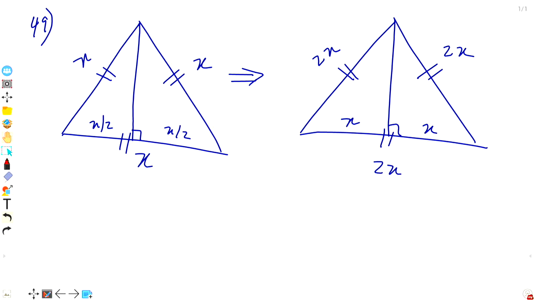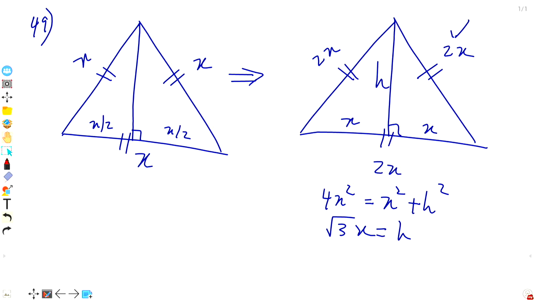So then you get x and x right here. Now you can use Pythagoras theorem to find this h. Pythagoras theorem would be 4x squared, which is the square of that side, is equal to x squared plus h squared. So from here you get h is equal to square root 3 times x.